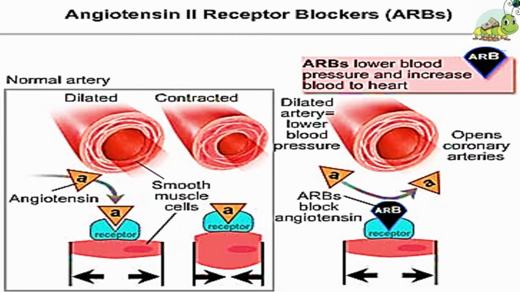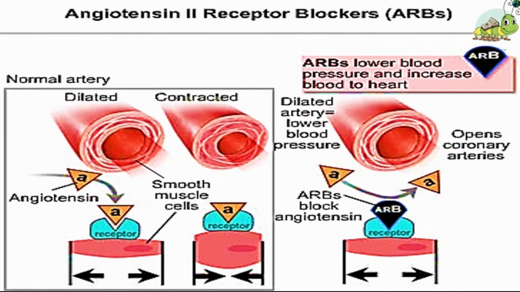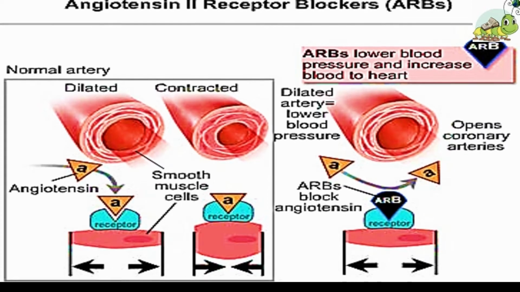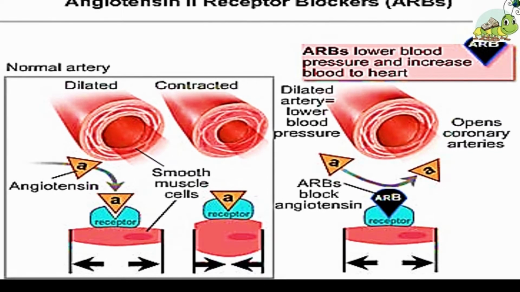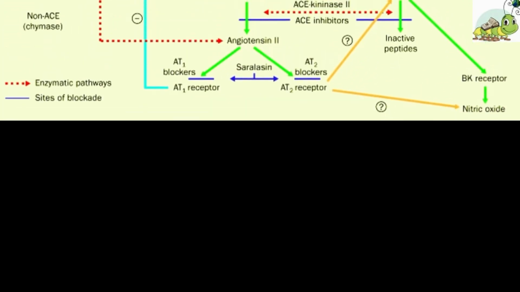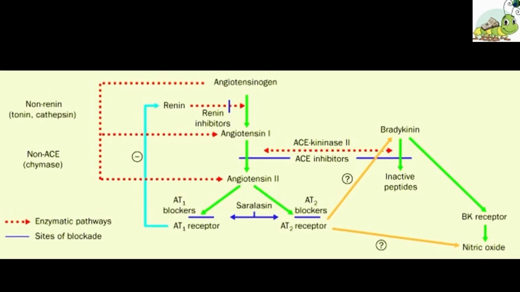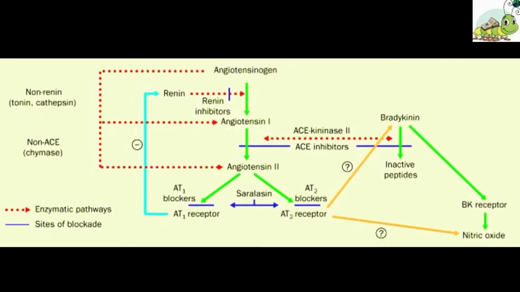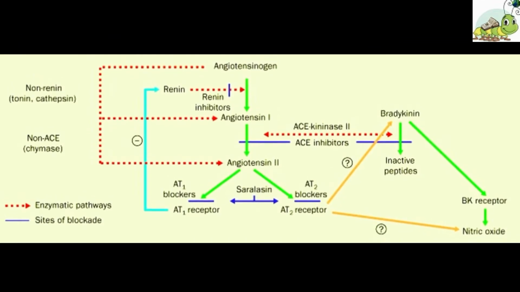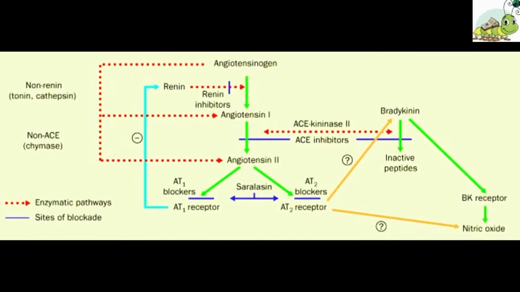ARBs have the advantage of more complete blockage of angiotensin action because ACE inhibitors inhibit only one enzyme responsible for the production of angiotensin 2. Further, the ARBs do not affect bradykinin level. Although ARBs have actions similar to those of ACE inhibitors, they are not therapeutically identical. Even so, ARBs are a substitute for ACE inhibitors in those patients who cannot tolerate the latter.